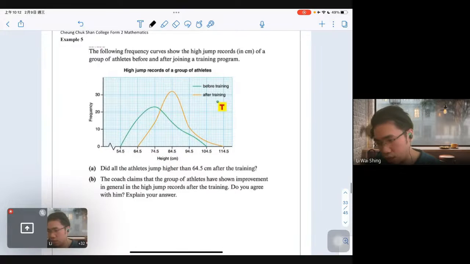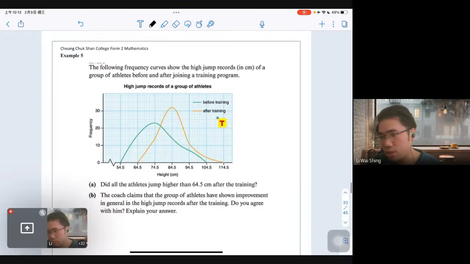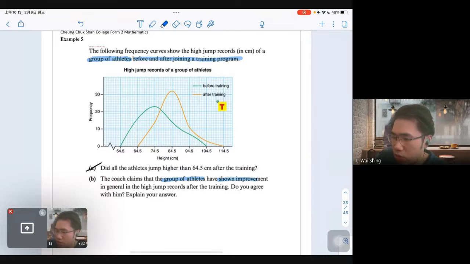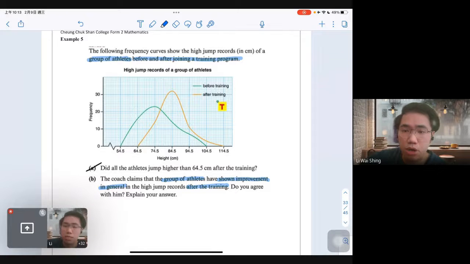Okay, so let's take a look. Don't just skip part A. Let's take a look at part B. The frequency curves show that there are a group of athletes, 有一 group 嘅運動員啦, before and after a training program. The coach claims that the group of athletes show improvement in general after the training. Do you agree? Please type your answers in the chat room and see if you can manage the answer.